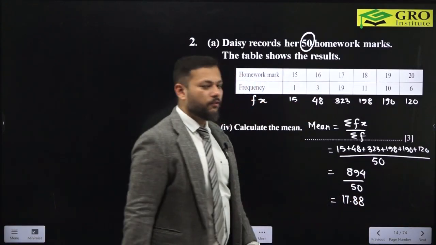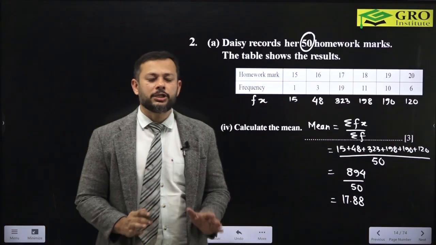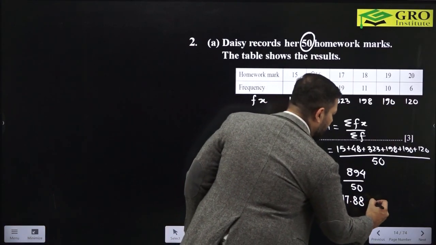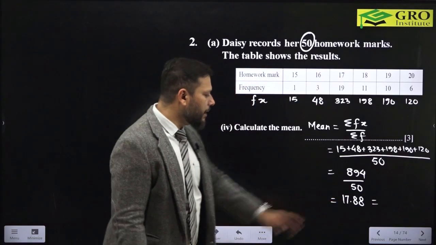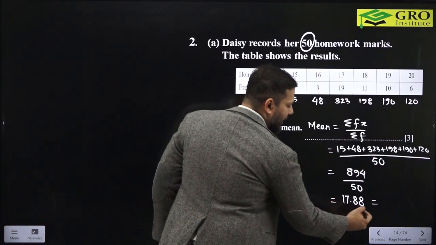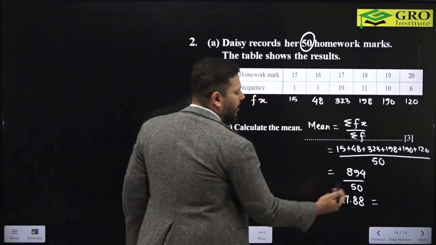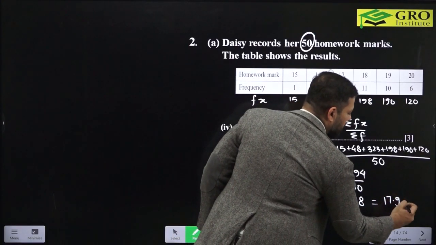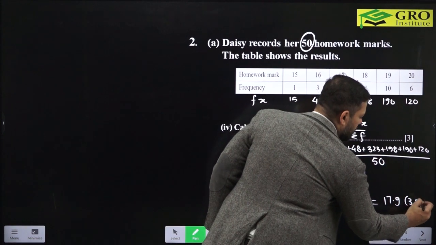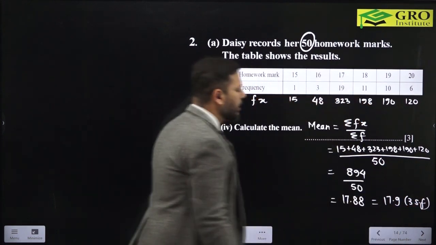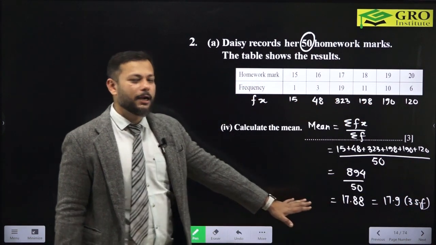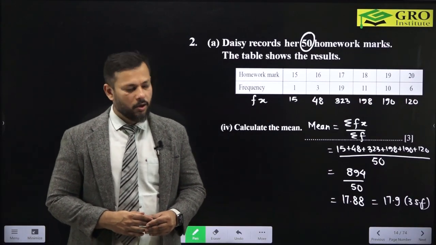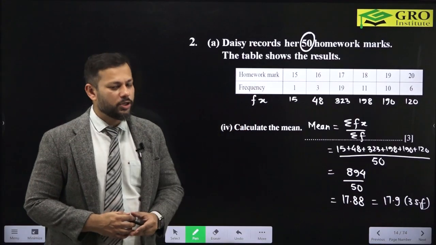and as you know, we are being told to give the answers in 3 significant figures. Let us reduce it to 3SF. We have 17.8, and just after the 8 we have another 8, so I'll round it up. It would be 17.9. This is 3 significant figures, right? So this is the required mean of this data, 17.9. Okay, so part A of this question is done.